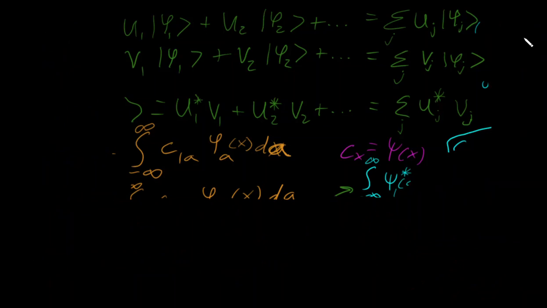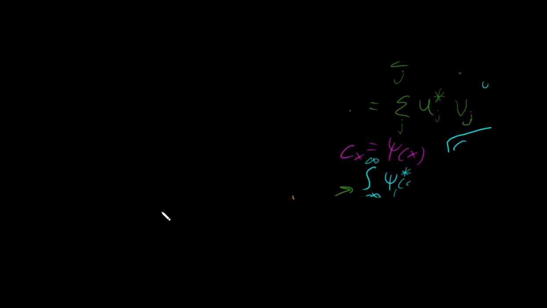I'm going to rewrite what we had. It's a little bit of a weird argument. There are a few tricks we had to use here, but hopefully this makes sense. So this is the big result from this video: the inner product of two wave functions, psi 1 and psi 2, is the integral from negative infinity to infinity of psi 1 complex conjugate times psi 2 dx.